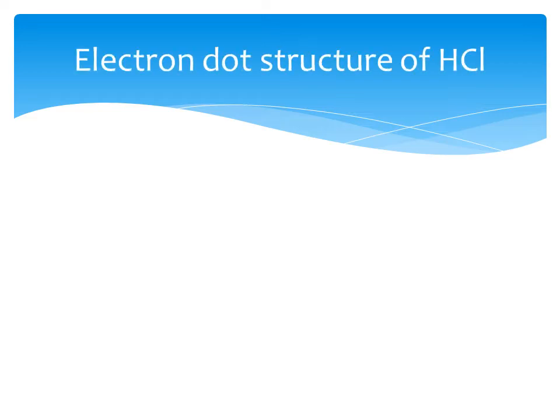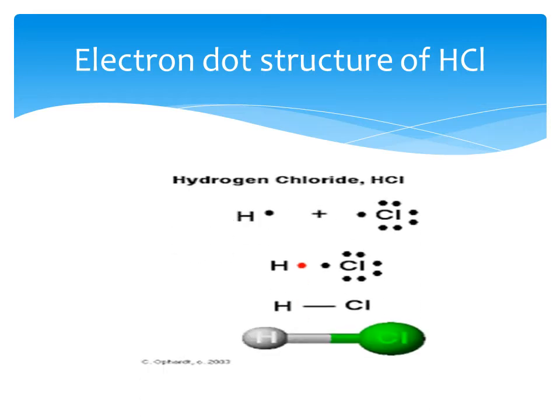Let us see the electron dot structure of HCl. As said already, the bond in HCl is covalent. Let us explain how the covalent bond is formed in HCl. Here you can see hydrogen, it has got one electron in its valence shell. Then what about chlorine? Chlorine has 7 electrons. 1, 2, 3, 4, 5, 6, 7. It has 7 valence electrons.